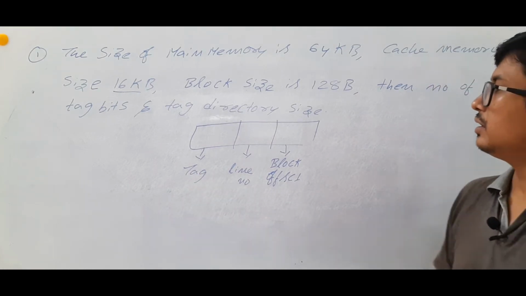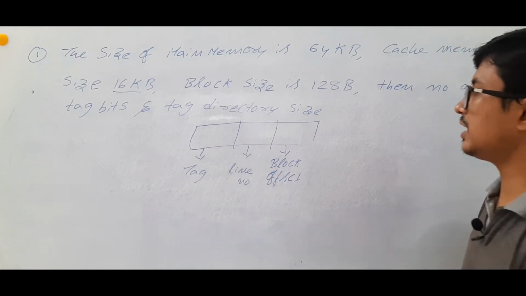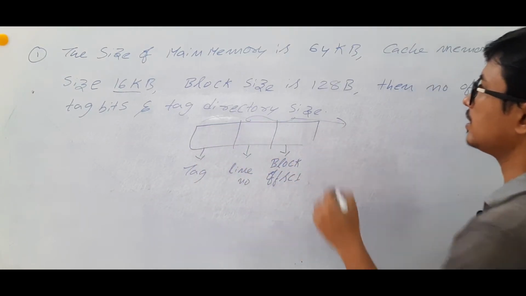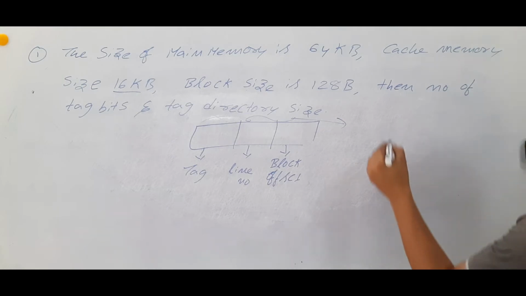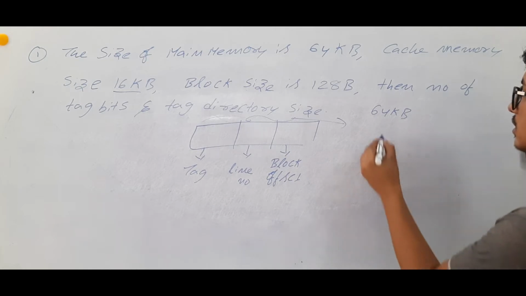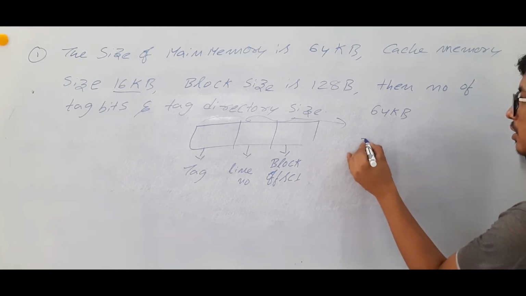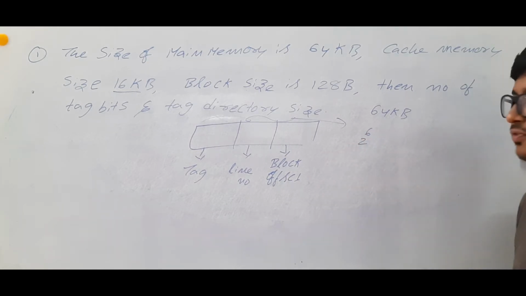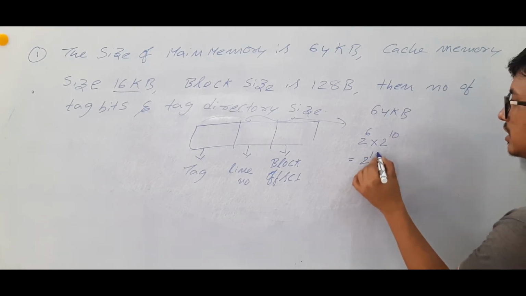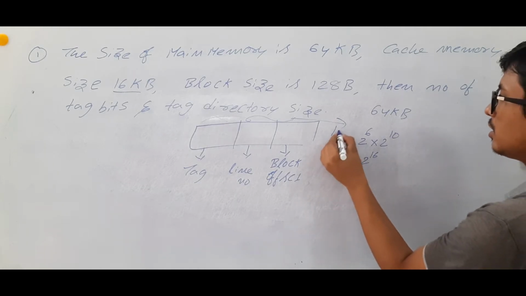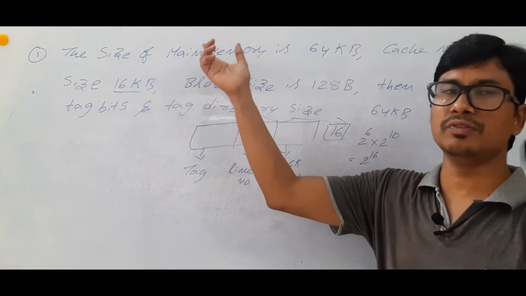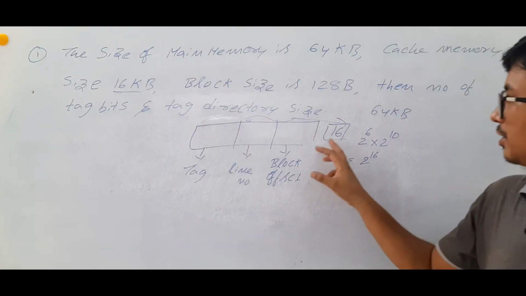Now the total size of the physical address will depend on the size of the main memory. What is the size of the main memory? 64 KB. If you have 64 KB words, then you need 2 power 6 is 64 and 2 power 10 is KB. So it is 2 power 16. So a 16-bit address is required to identify one of the words in the main memory. Are you able to understand?